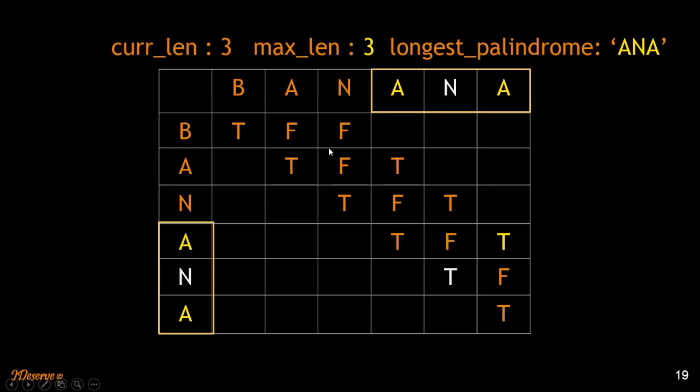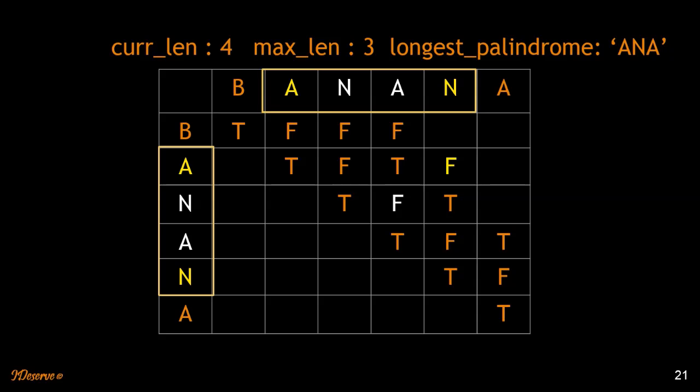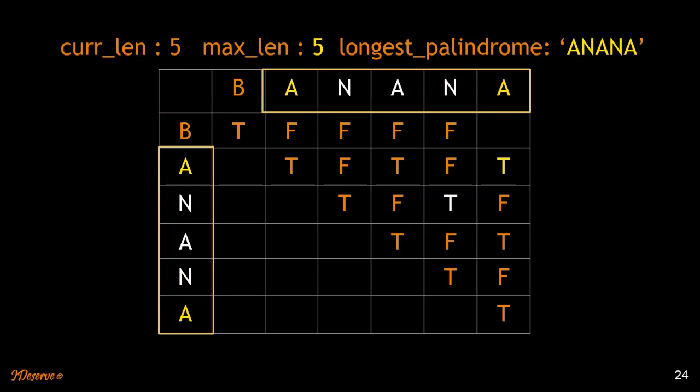So let's go to length 4. For length 4 we don't find any palindromes. For length 5 we find a bigger palindrome where A and A match. NAN we already know is a palindrome, so both conditions are true, so we update true here. Finally, length 6. For length 6, the first and the last characters do not match, so we update false. The longest palindrome that we found here is ANANA.